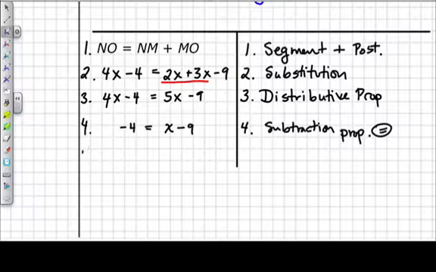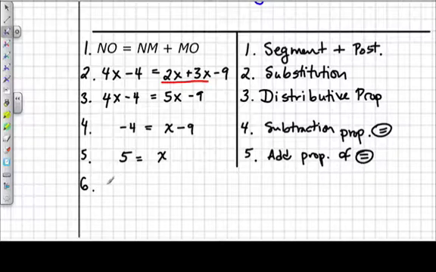And now my last step: I'll add 9 to both sides, because I have a subtraction here, so we'll add. That's doing the opposite. Negative 4 plus 9 is 5, and that's equal to x. And so that's the addition property of equality. Beautiful.